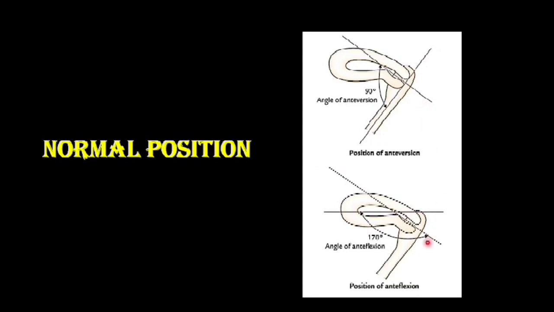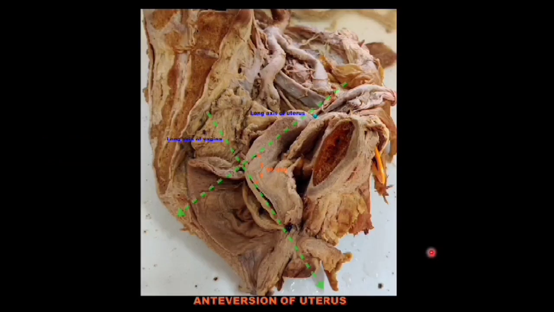Anteflexion is the angulation between the long axis of the body of the uterus and that of the cervix, and it is about 120 to 170 degrees. Because of this angulation, the uterus is bent downward. So remember, the normal position of the uterus is anteversion and anteflexion, where anteversion is about 90 degrees and anteflexion is 120 to 170 degrees. This image will give you an idea about the anteversion of the uterus, between the long axis of the cervix and the long axis of the vagina. So you get 90 degrees here.